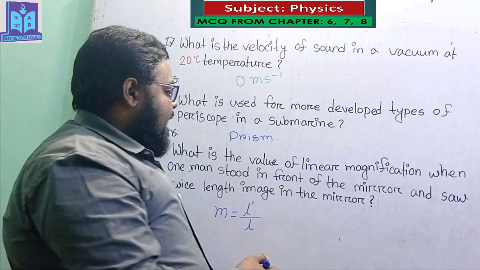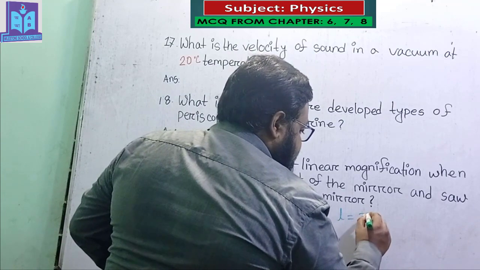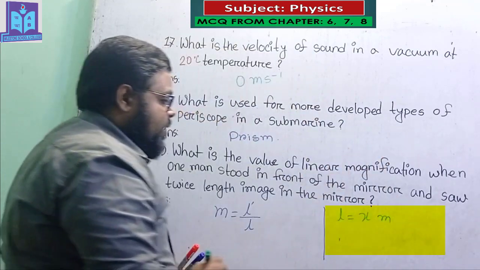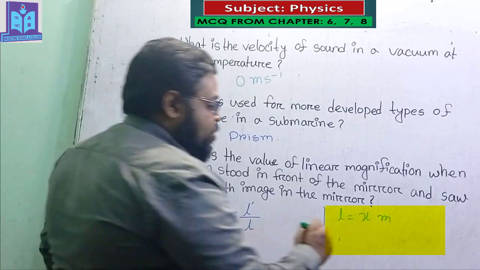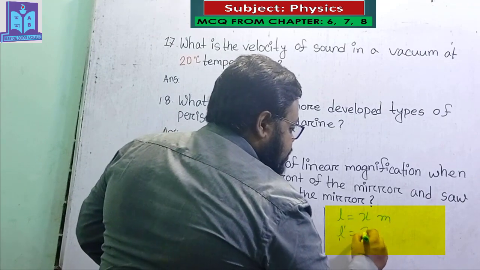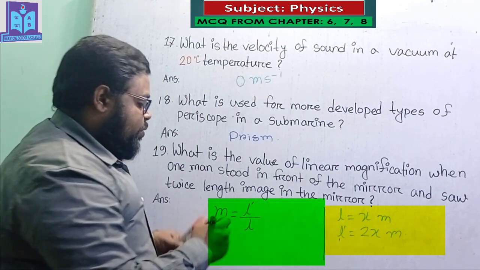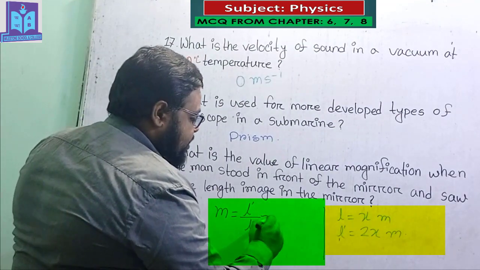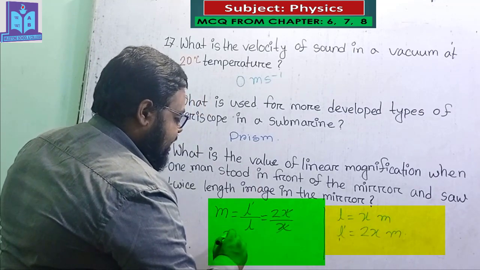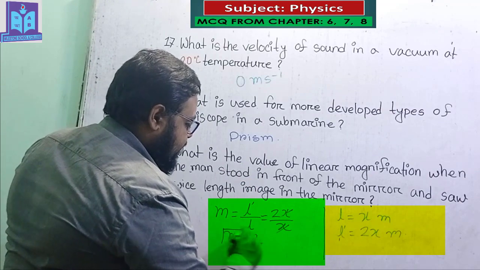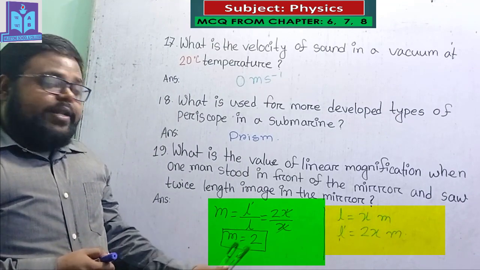And here, if we assume that the length of this man is x meter, you can see that the image is twice the length. Okay, so L prime equals twice x meter. So if I put these two values in this equation, we'll get 2x by x. So the linear magnification will be m equals 2. I hope you understand how we can find the linear magnification.